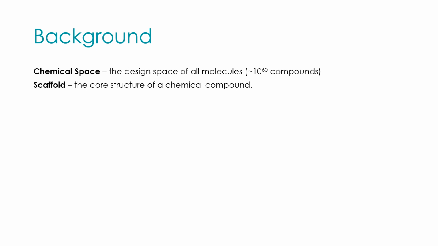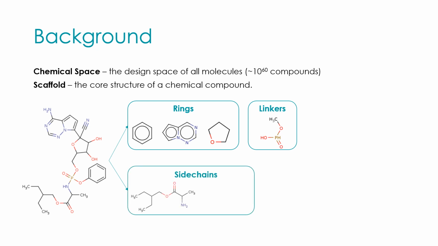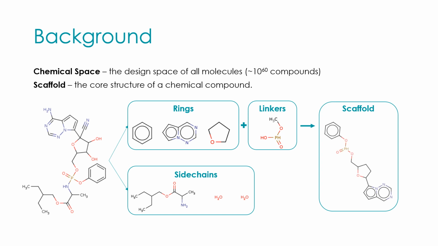For example, given a chemical compound, we typically decompose its structure into rings, linkers, and side chains. Then, to capture the general description of global properties of the compound, linkers and rings are combined to form a scaffold which defines the core structure of the input compound.